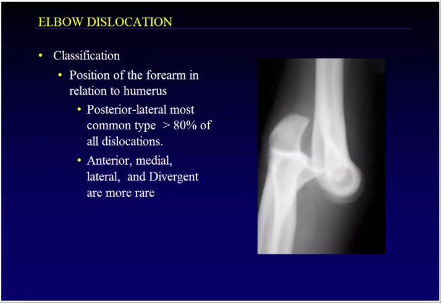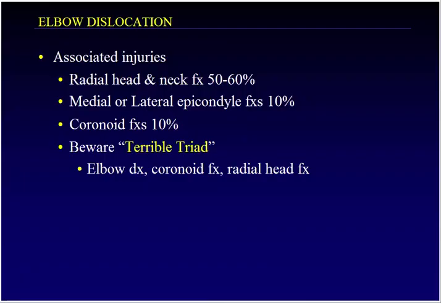Now, moving on to elbow dislocations, you define them relative to the position of the forearm relative to the humerus. So this would, of course, be a posterior dislocation. The posterolateral is the most common type and represents greater than 80% of all elbow dislocations. The other types are less common. Associated injuries with elbow dislocations are actually the rule rather than the exception.